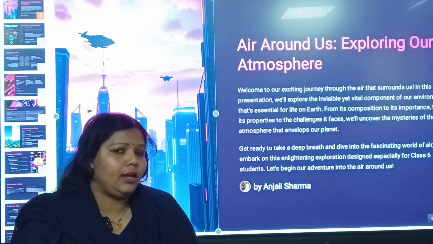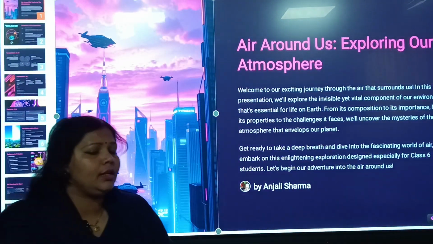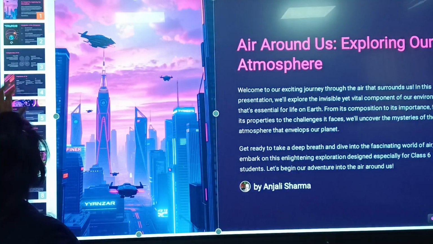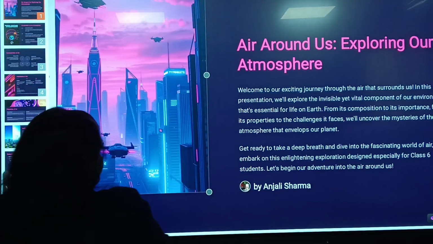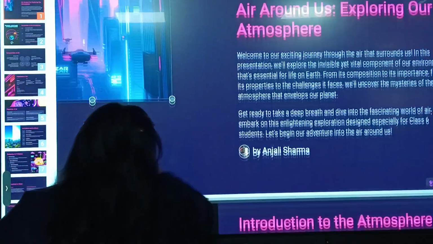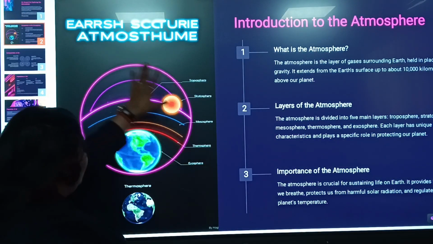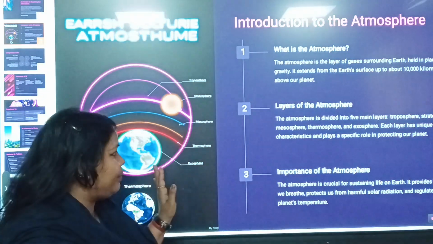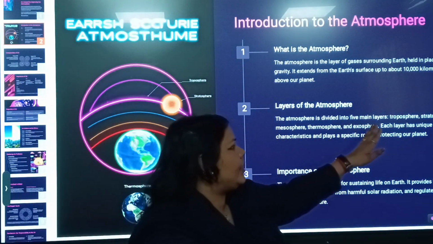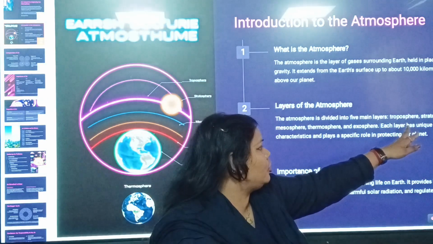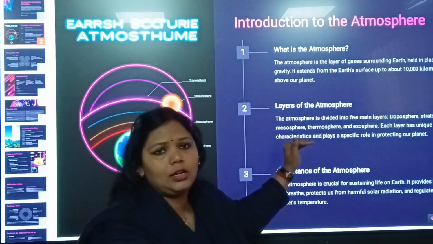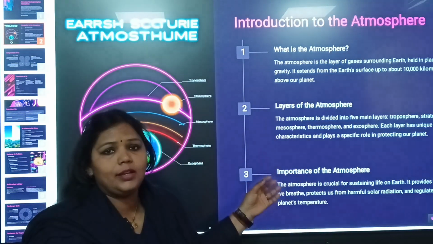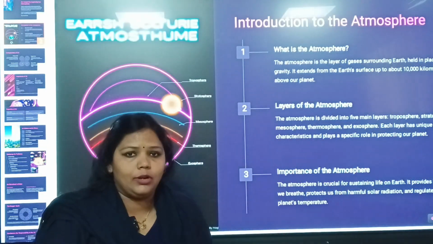So what is air? Before studying that, we will study the atmosphere. As you can see, our earth has layers of atmosphere. The atmosphere is divided into five layers: troposphere, stratosphere, mesosphere, thermosphere, and exosphere. Each layer has unique characteristics and plays a specific role in protecting our planet.